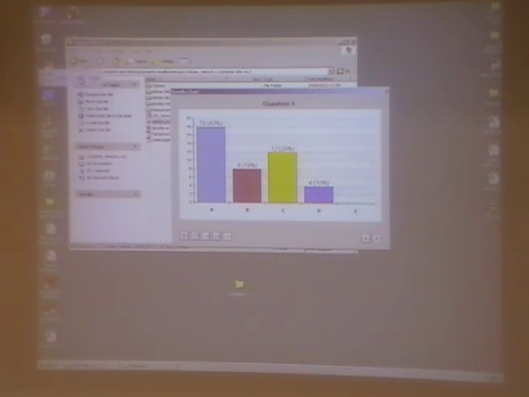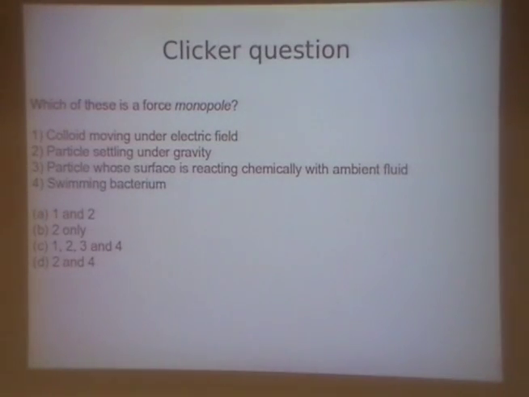Some people got it right, which is B, but not very many. So it was B? Only B has a force monopole. Electrophoresis is not the same as settling under gravity. When you apply an electric field to a neutral system, the coions move one way and the counterions move the opposite way. It's true when you apply an electric field to a charge in vacuum, you're applying a force.